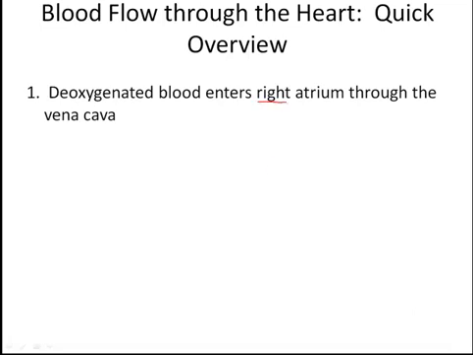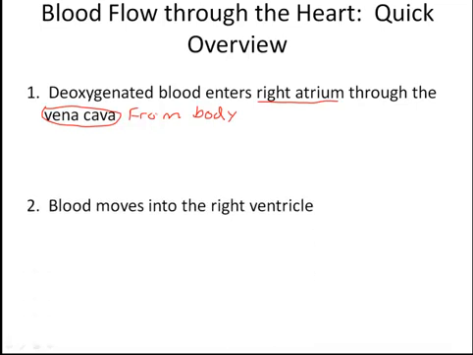We're going to start at the right atrium. Okay, so we're going to say that deoxygenated blood is going to enter the right atrium through the vena cava. Now remember, the vena cava is bringing blood back to the heart from the body. So the vena cava is bringing blood in from the body. So that blood is low in oxygen right now, and it is high in carbon dioxide. And that's the opposite of what we need our blood to be. So the blood comes in to the right side of the heart through the vena cava.